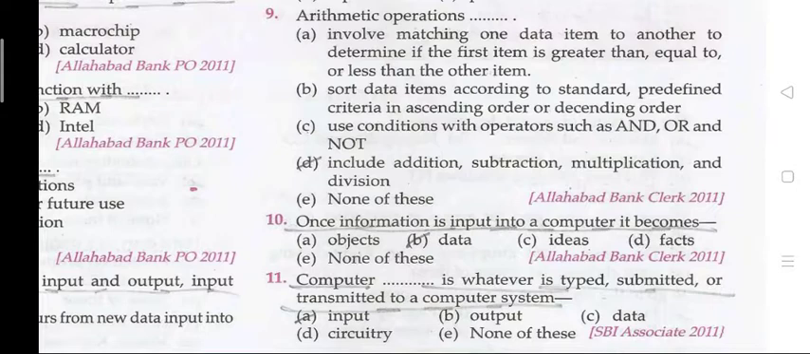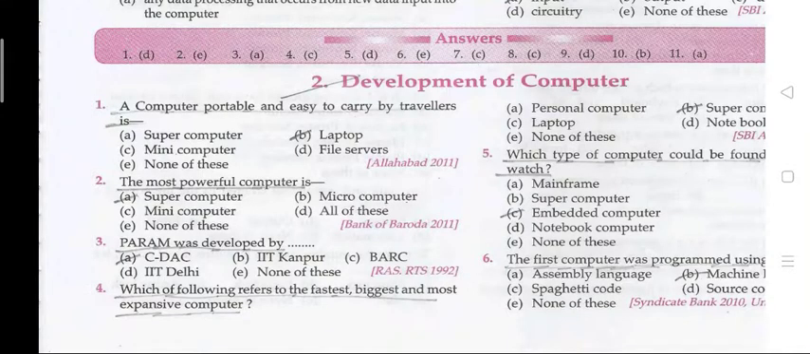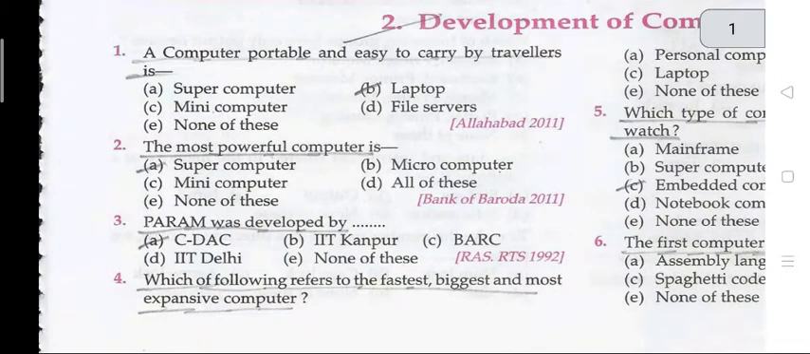And question number 11, that is computer dash is whatever is typed, submitted or transmitted to a computer system is called, that is your input. Another discuss that is your development of computer. The first question is development of computer. First question, a computer portable and easy to carry by travelers is laptop, and the most powerful computer is supercomputer.